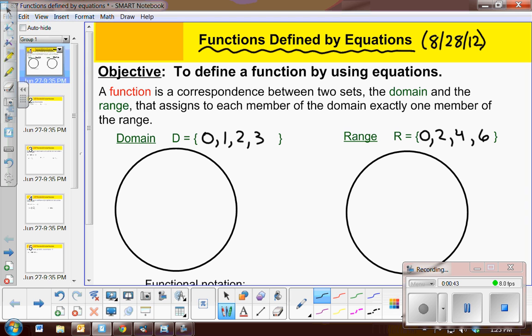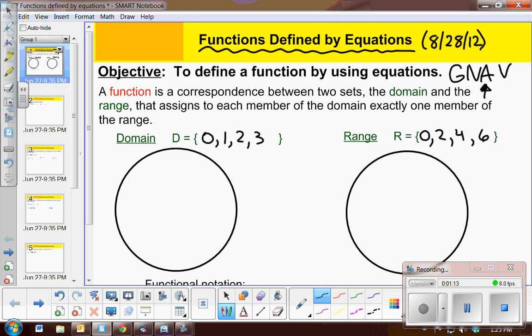Okay, now every time I write an example on the video, you need to be writing that example on your paper. So our objective today is to be able to define a function by using equations. You know how we do graphical, numerical, algebraic, and verbal? Remember, we navigate through algebra. So today we're going to focus on the algebraic representation of functions. We've done graphs, we've done numbers, and we verbally explained them.